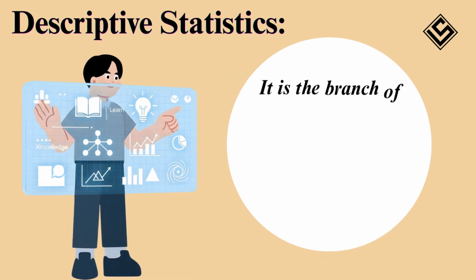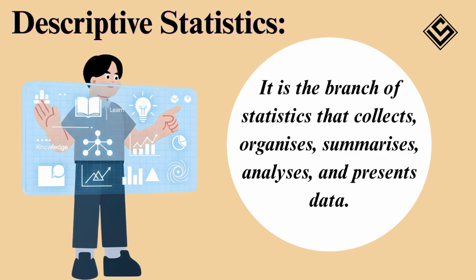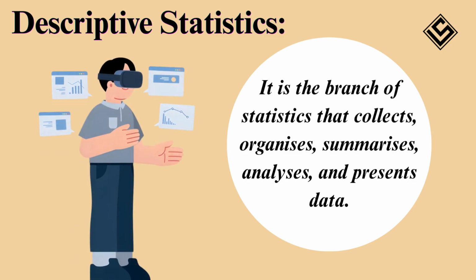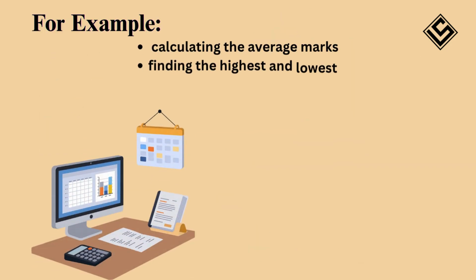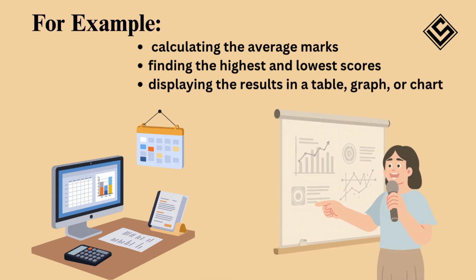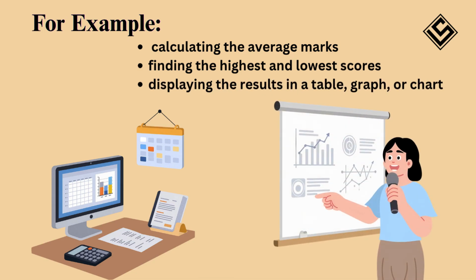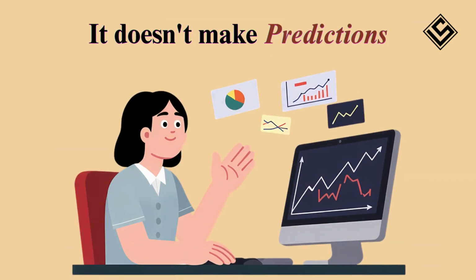Descriptive statistics is the branch of statistics that collects, organizes, summarizes, analyses, and presents data. It simply tells us what the data looks like. For example, calculating the average marks, finding the highest and lowest scores, or displaying the results in a table, graph, or chart are all examples of descriptive statistics. It doesn't make predictions. It simply describes the data you already have. Think of it as telling the story of the data in front of you.